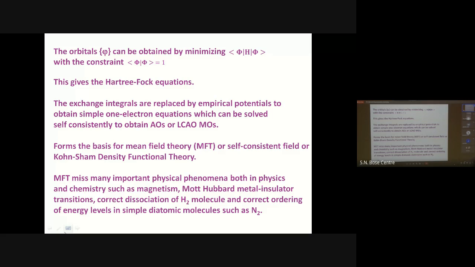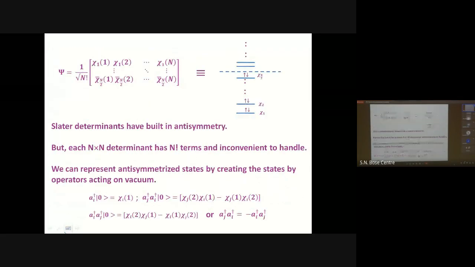Okay, so these are some of the problems with these mean field theories, and they have to be fixed. And how does one fix it? Well, before I go into that, I'll just give you a very brief introduction to second quantization.